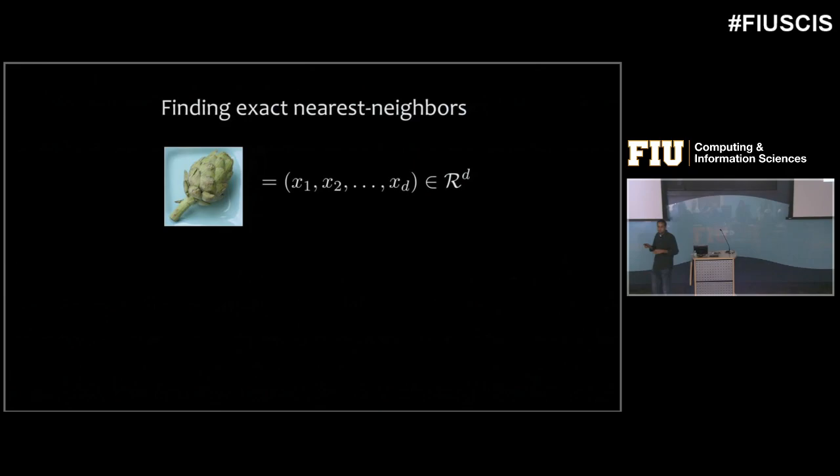Okay, so now finding its nearest neighbors or its most similar neighbors corresponds to finding other vectors in this d-dimensional space that are very similar to it. Let's say low Euclidean distance between them. Okay, so how would you solve this problem now?